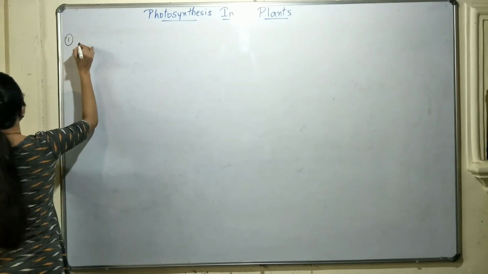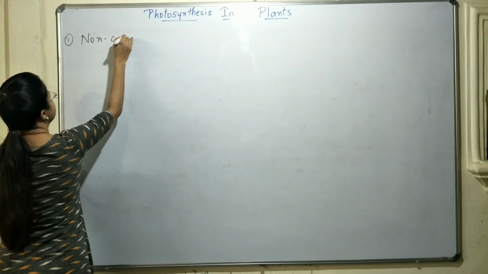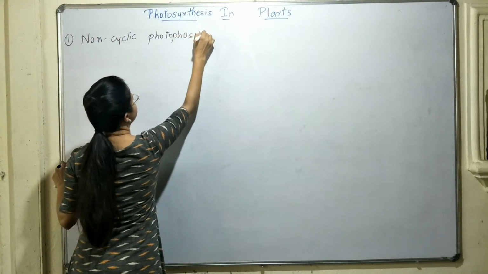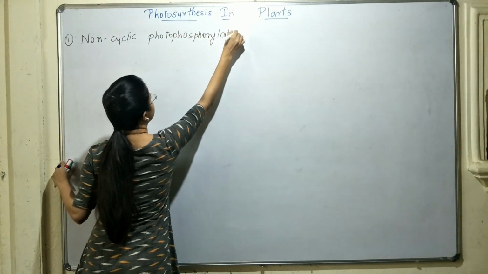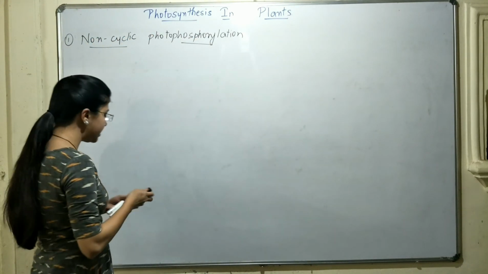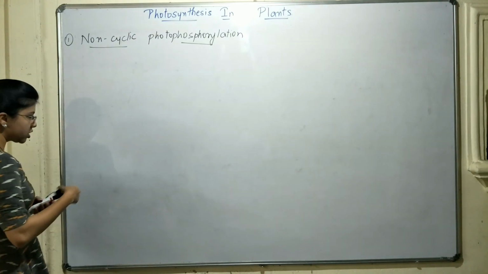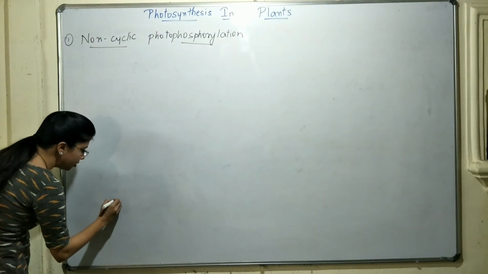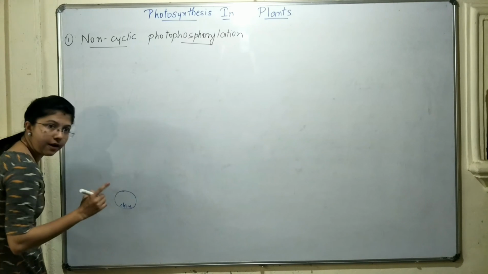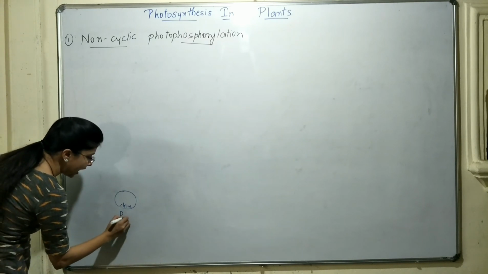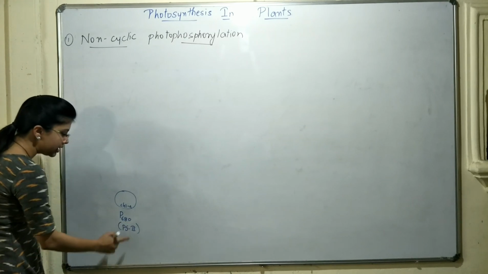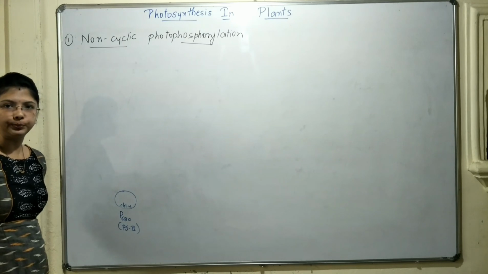So the first is non-cyclic photophosphorylation. Now, as I said, these processes will be taking place at the reaction centers. Now, the non-cyclic photophosphorylation starts with a reaction center having chlorophyll A molecule which absorbs light of 680 nanometer. So you can say that the non-cyclic photophosphorylation starts with PS2.